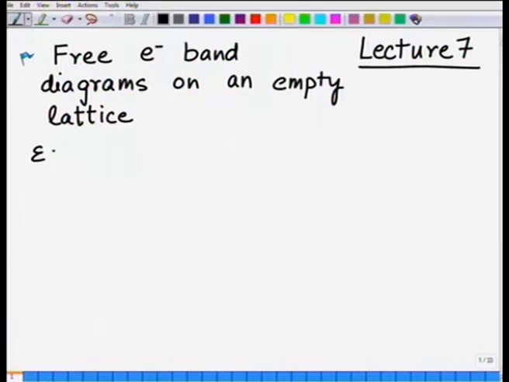We know that energy is equal to h square by 2m k square. That is the free electron energy. If I want to plot this, I can simply take E and K and plot it, but the problem, remember, was that K is a vector. So, what direction should I choose? Because once I am plotting E versus K, what direction does K represent? That is question number 1.